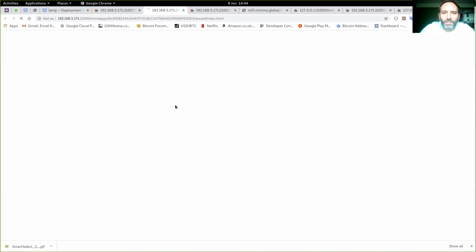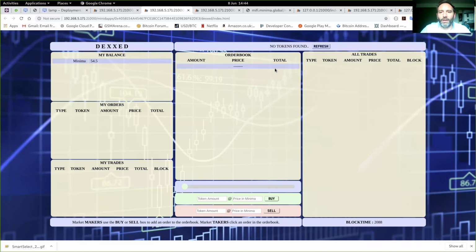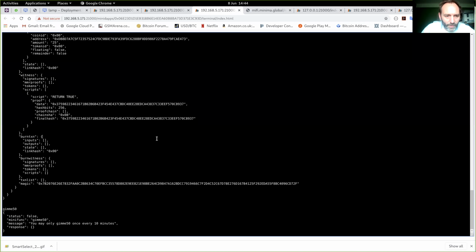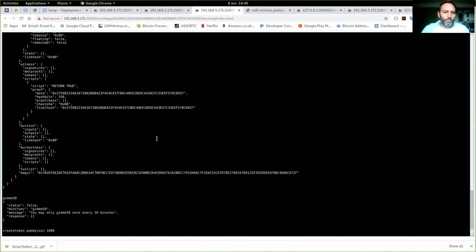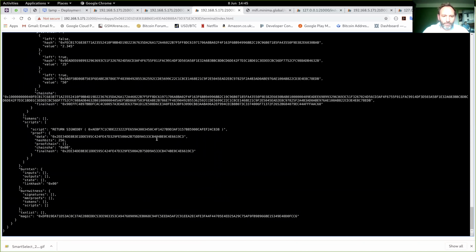So let's open up Dexxed. Boom. There we go. Oh, I don't have any tokens. Let me create some tokens. So here we are, my little trading window. Sorry, there's no money. So to create a token in Minima is very, very simple. Here I am in the terminal. Create token Paddy coin 1000. Boom. There we go.